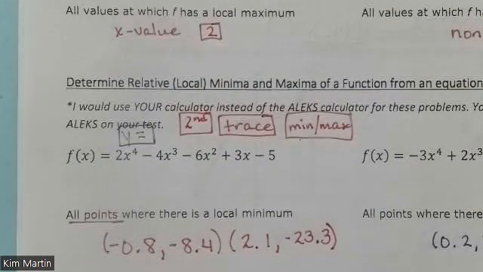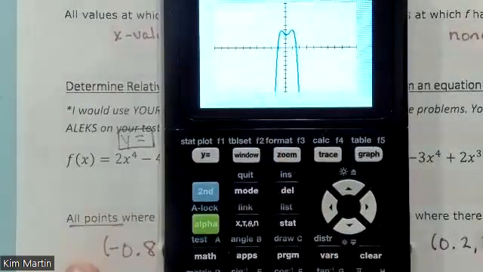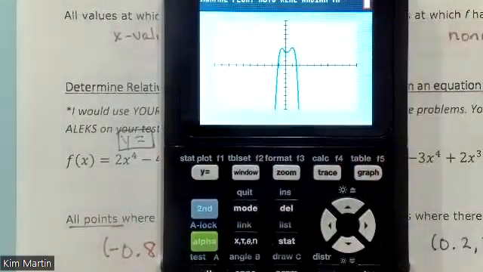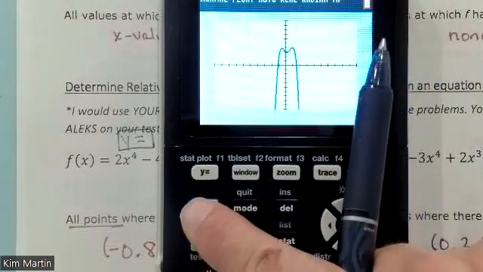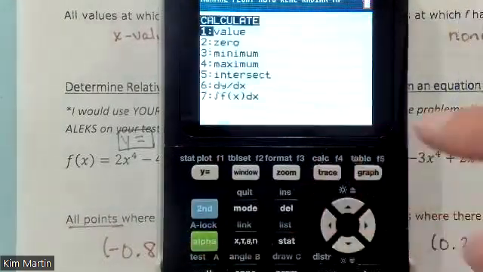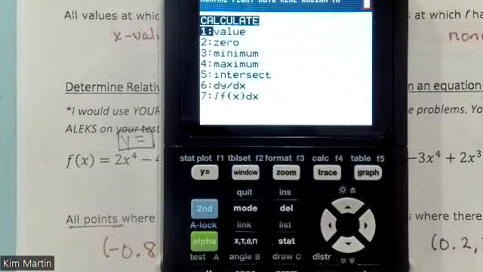Okay. So here's what we're going to do. We have this, and you didn't even have to graph it first. You can go straight to second trace. So we're going to hit our second button, which is our blue button, and we're going to hit trace. And the first one we're going to find is this maximum right here. It's a hill, so it's a maximum, so we're going to hit 4.